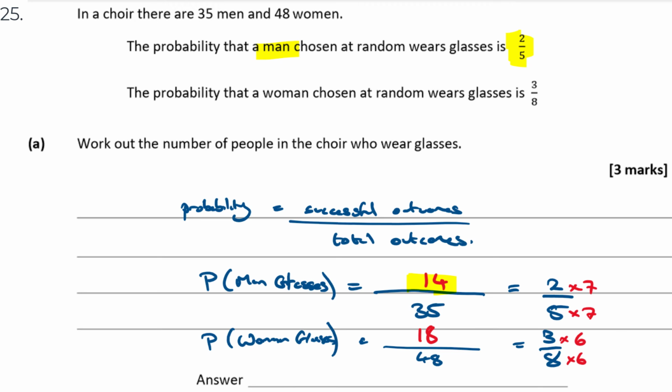So then the total is going to be 14 plus 18, isn't it? Which is 28, 32. Okay, so the answer is 32.